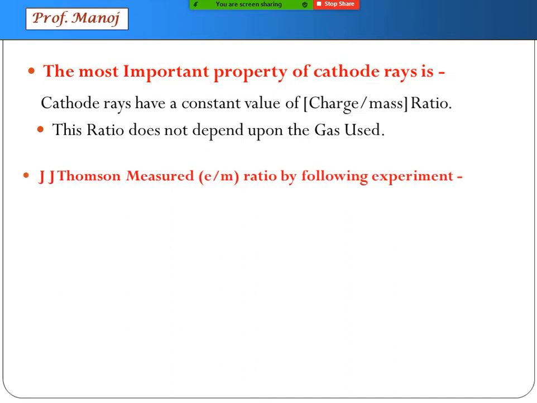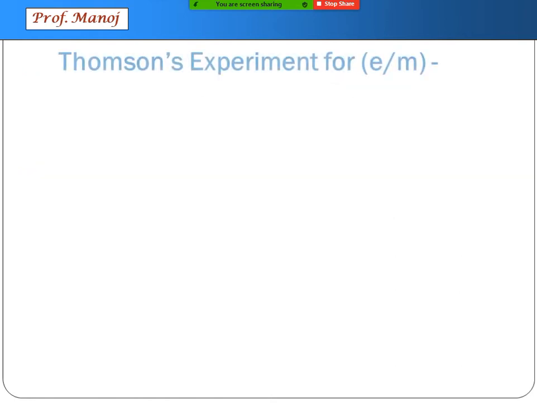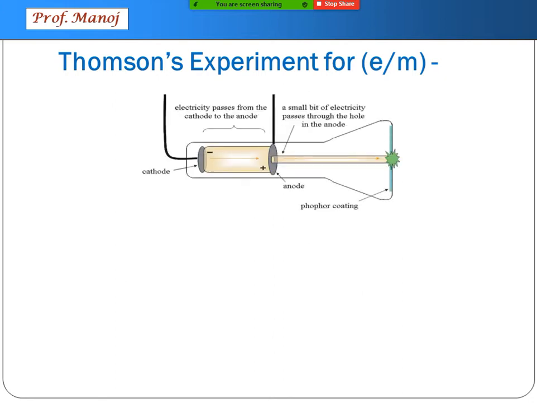J.J. Thomson measured the e by m ratio using the following experiment. You can see J.J. Thomson with his own famous cathode ray tube, by which he found out the charge to mass ratio. Now what is the charge and mass ratio and what is Thomson's experiment? Thomson's experiment for e by m can be imagined like this. He took a cathode ray tube over here.